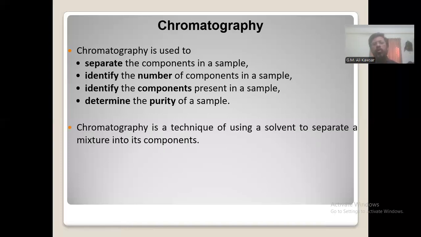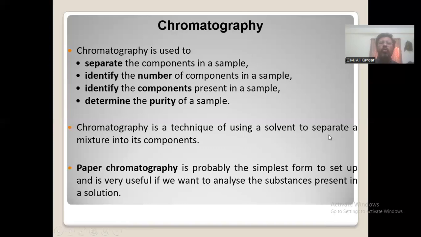Here, basically, in a chromatography process, we will use a solvent which will dissolve the mixture which we are going to test. Suppose if I want to test urine, then the urine must be dissolved in that particular solvent. That type of solvent needs to be used. And also, very importantly, we have to use a special type of paper which is called chromatography paper. That type of paper will be used to understand the chromatography process.